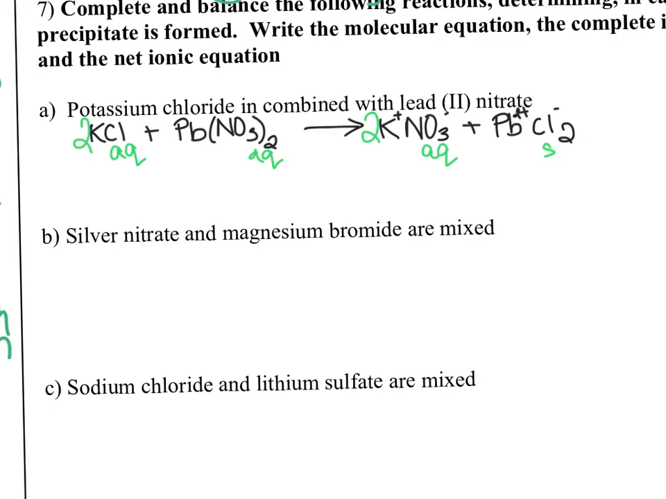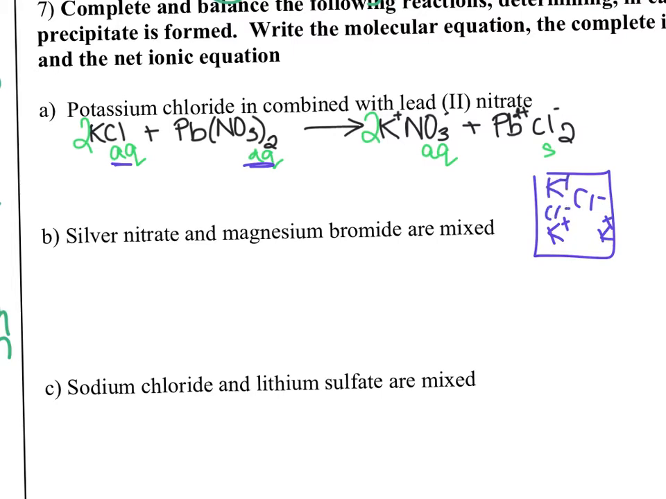All right. Okay. So now that's our molecular. Okay. So our complete ionic. We're going to split everything. All right. Since these guys are in aqueous, these guys are in solution. That means their ions are split. It means that in your beaker, for this potassium and chloride, you have some potassiums and some chlorines.